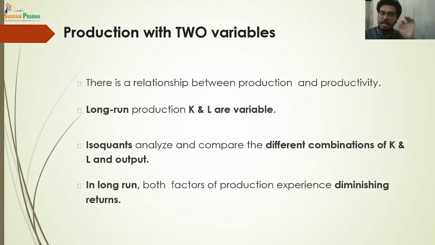So similarly, an isoquant gives me all different combinations of capital and labor which give me a particular output. And that output on a particular isoquant remains fixed. Now, what is an isoquant? Iso is same and quant is quantities.